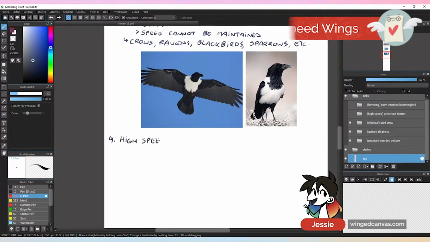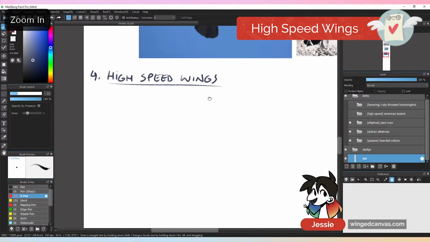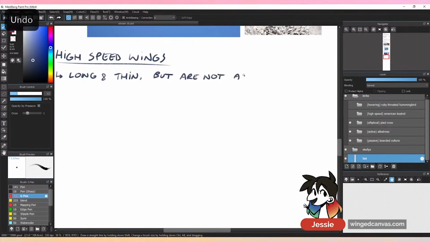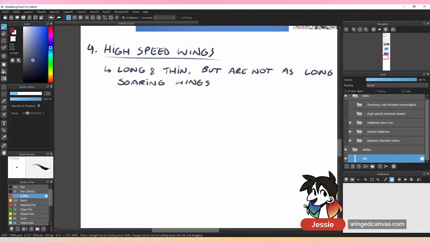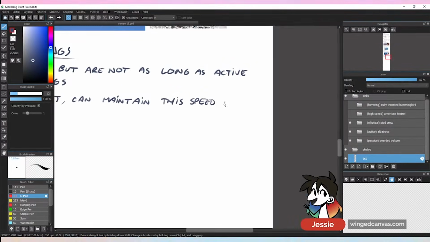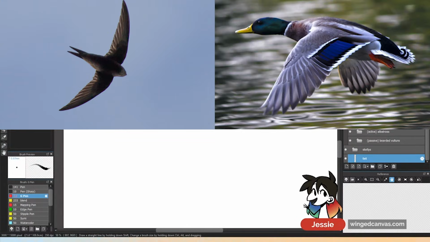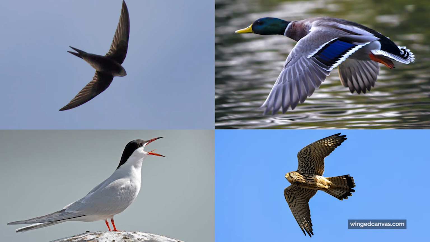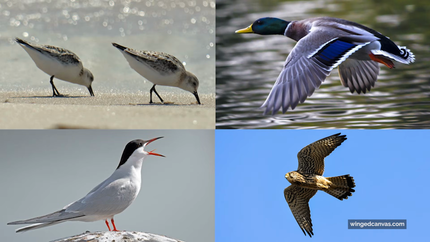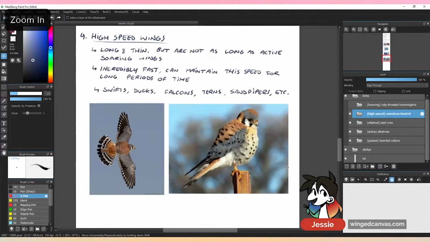Number 4, high-speed wings. High-speed wings are long and thin, but not as long as active soaring wings. They're still long, but not nearly as long as a seagull's wings or something like that. Obviously, based on the name, they are incredibly fast and can maintain the speed for long periods of time. These are the swifts, ducks, falcons, terns, sandpipers, and so on. Generally, a lot of the little birds you see around you tend to have high-speed wings. This is the American kestrel.